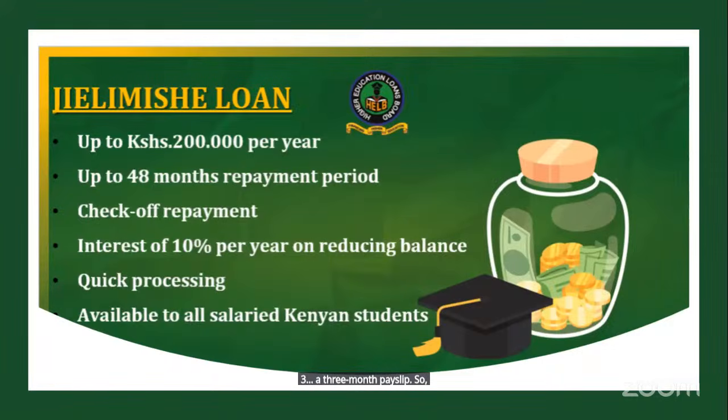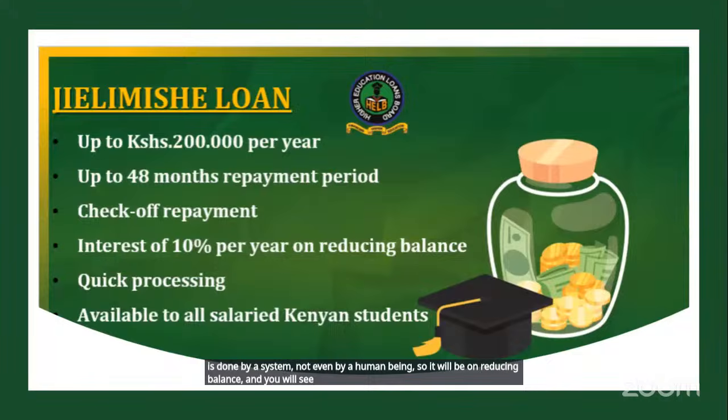Let's say you're applying in July. We will need your June payslip, your May payslip, and your April payslip. So 3 months backwards from the day you're applying. Also, the interest for this particular loan is 10%, and it is on reducing balance. So don't worry, this is done by a system, not even by a human being. It will be on reducing balance and you will see it reducing.